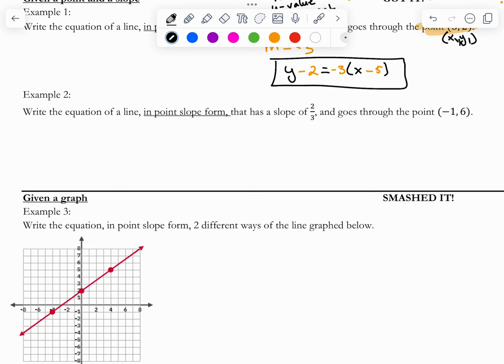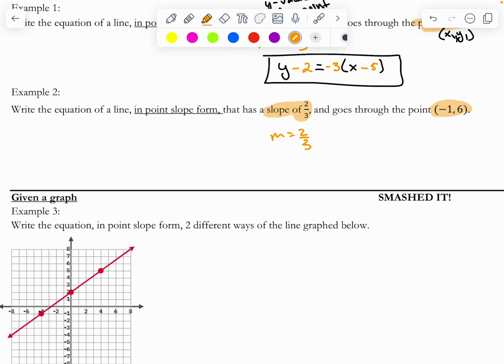Okay, let's look at example 2. Write the equation of a line in point slope form. Again, that's the formula we're using. That has a slope of 2 over 3, so m is equal to 2 over 3. Positive, perfect. And it goes through the point negative 1, 6. So if my point is negative 1, 6, this is my x1, comma, this is my y1. Let's go ahead and start plugging these things in.